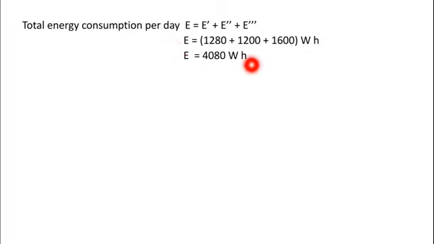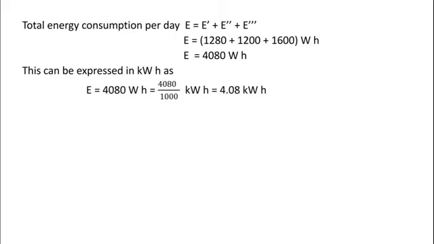Now this much energy can also be calculated in kilowatt hour. So we can express this much energy in kilowatt hour as 4080 watt hour equals to 4080 divided by 1000. Why? Because we know 1 kilowatt equals to 1000 watt. So 4080 watt hour can be written as 4080 divided by 1000 kilowatt hour. So it comes out to be 4.08 kilowatt hour. Okay students, so this much is the amount of energy which is consumed by the following appliances per day.